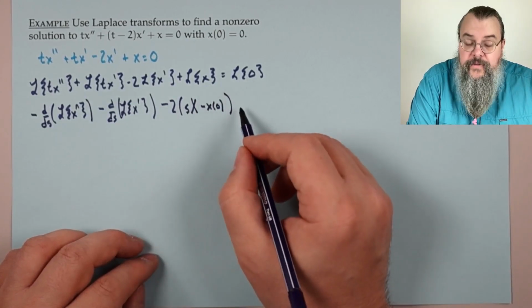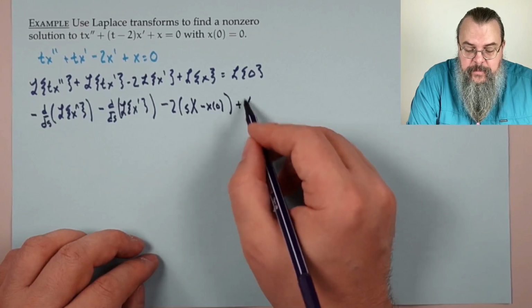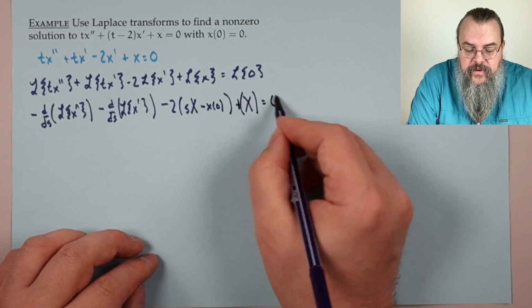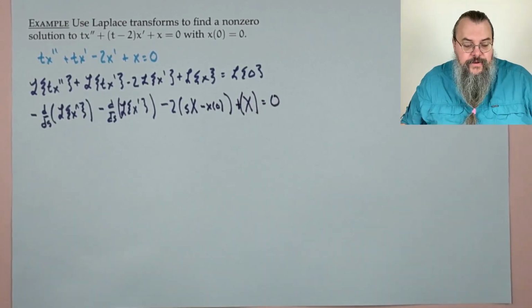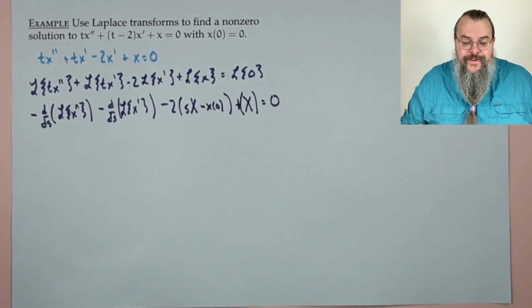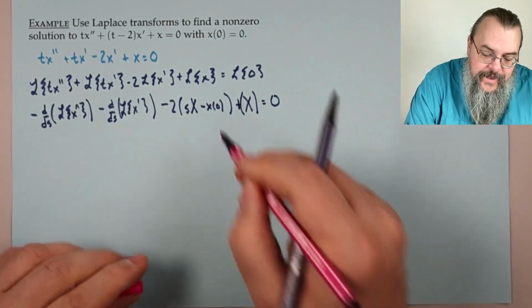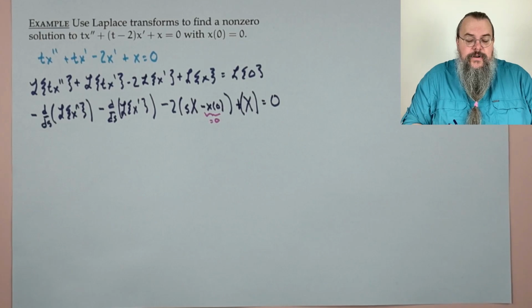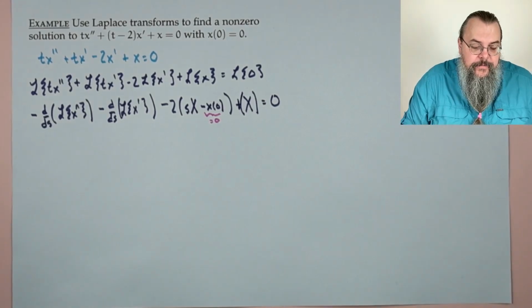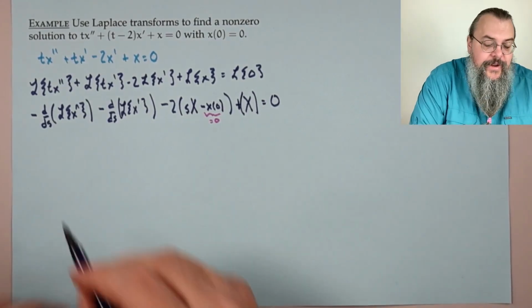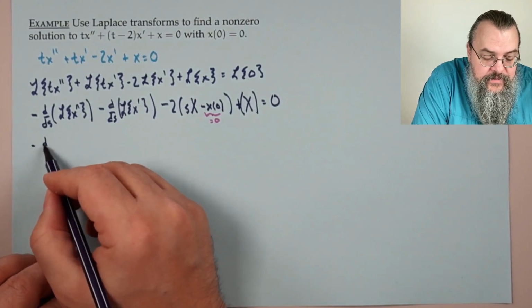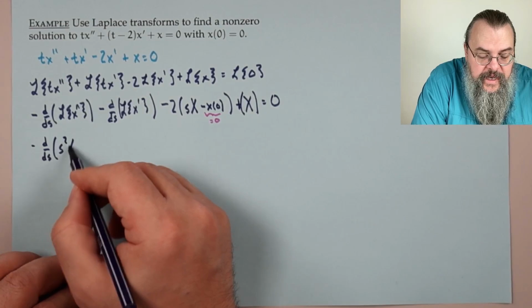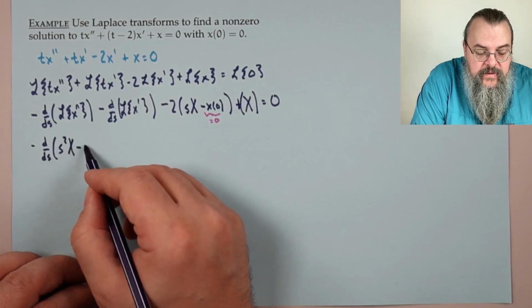And Laplace transform of x is capital X, and then, of course, we set this equal to 0. Okay, good news. We know x of 0 is 0. Whew! All right, that's going to make our life a little bit easier.